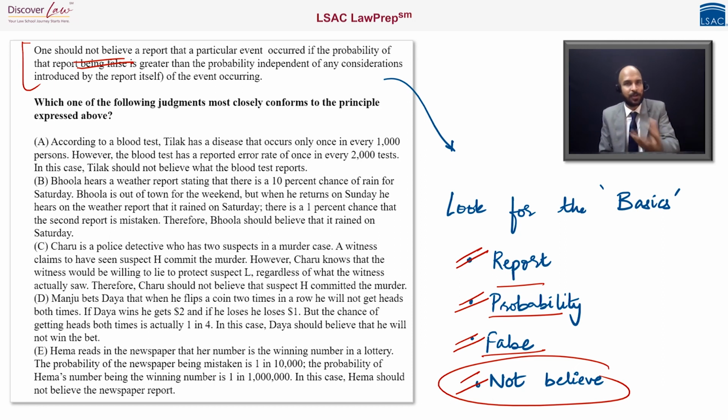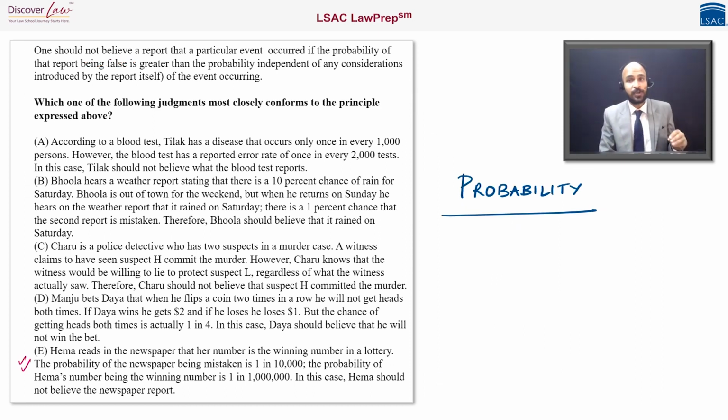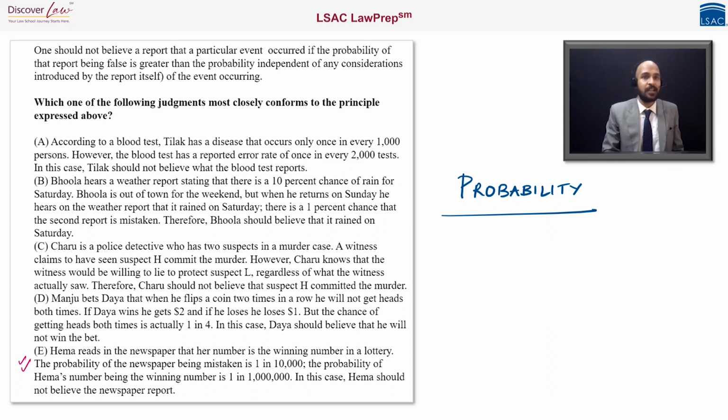And then we look at this in some more detail. Given how simple this is, if you just glance through the options, you'd find the answer immediately. If you look at option E, you can see that it conforms to all of the check boxes that I'd given you, the basics. Let's read this in some detail now. It says, Hema reads in the newspaper that her number is the winning number in a lottery. So this is the report of an event. What is the event? The event is that her number is the winning number, and the newspaper is that report.